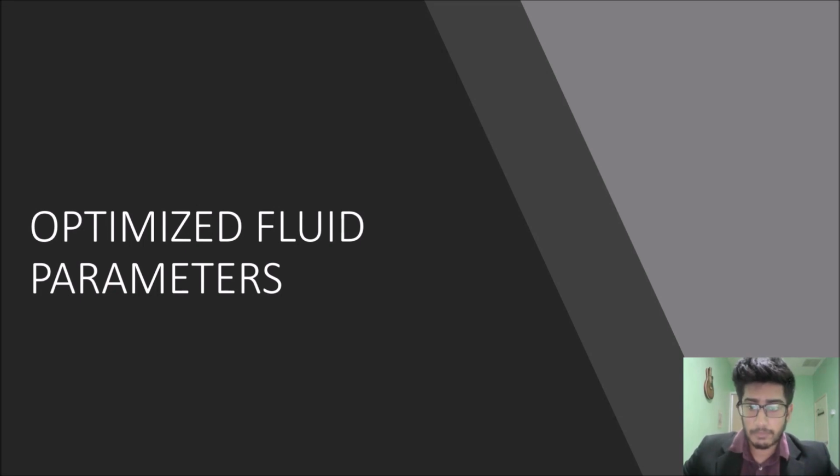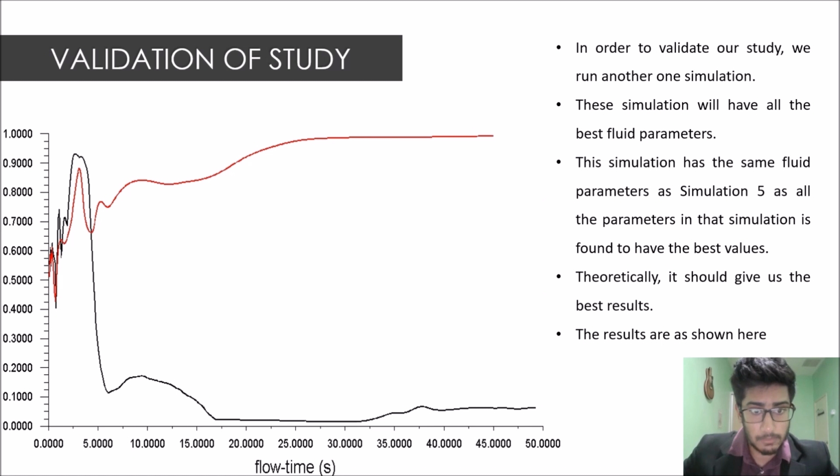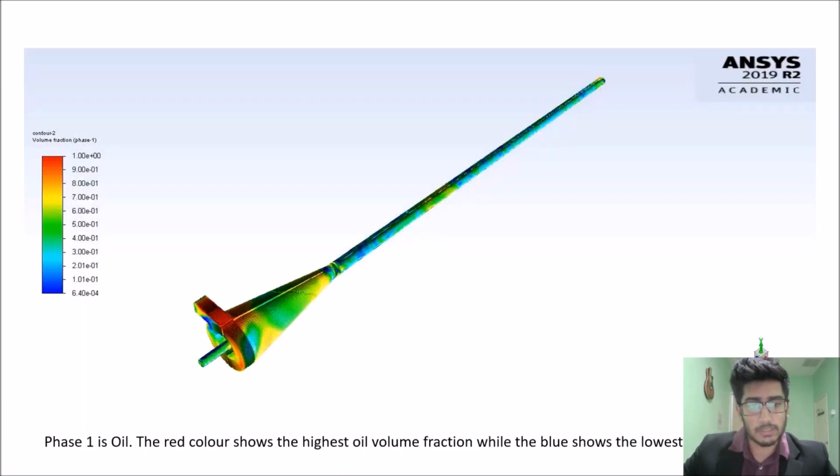So, optimized fluid parameters: based on our findings, we have found the best values for all four parameters. We will use the best values for all four parameters and do another simulation to validate our results. So this is simulation number 10, using the highest value for each of the four parameters that give the highest separation. We use that to run simulation 10, and this is the result we got. The four parameters in simulation number 5 had the same values. This is purely coincidental.